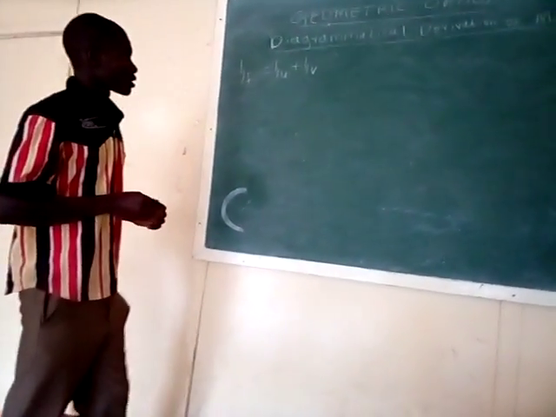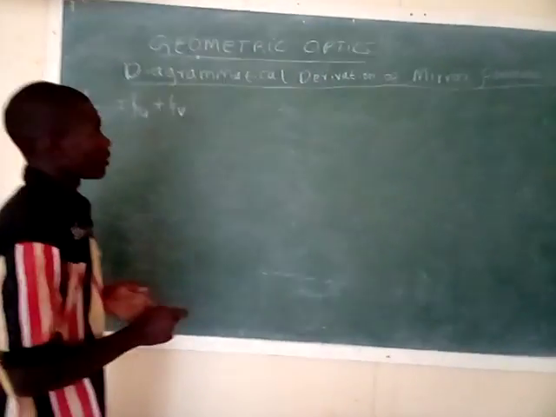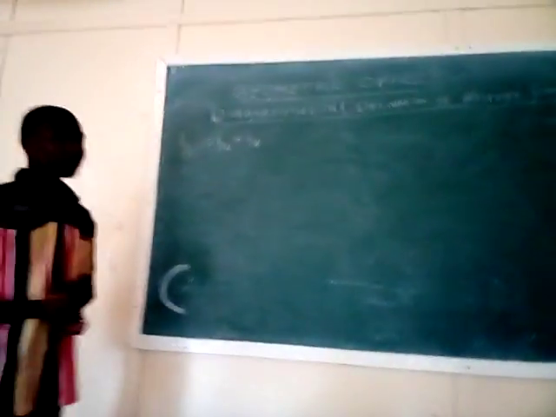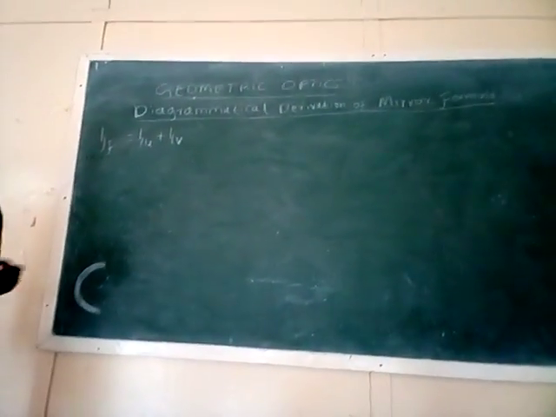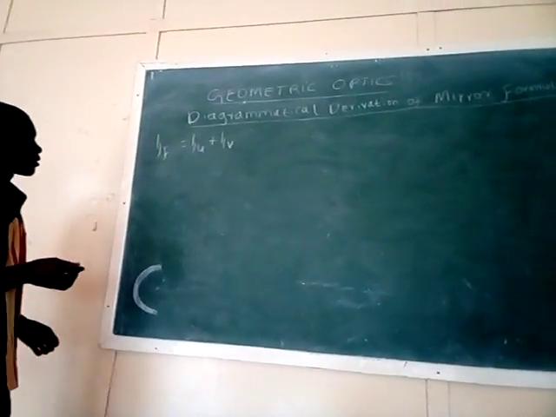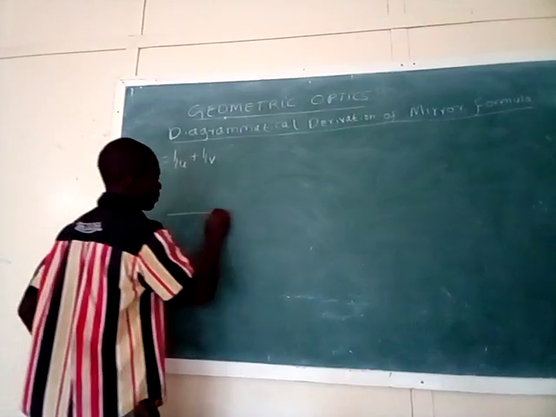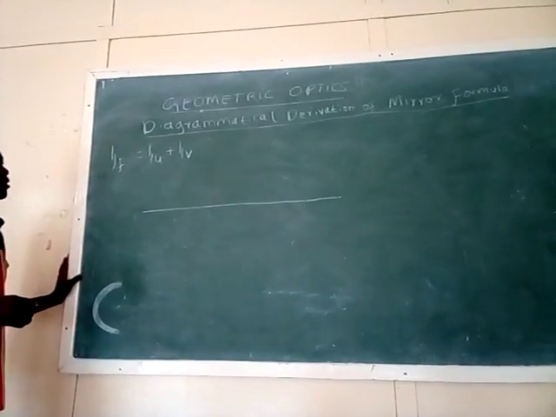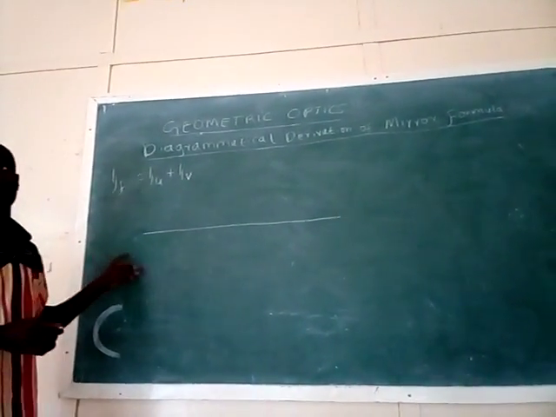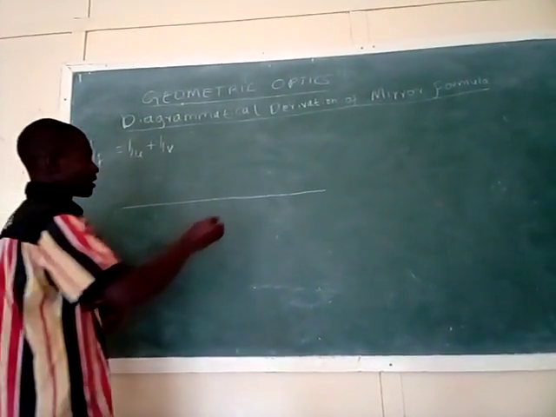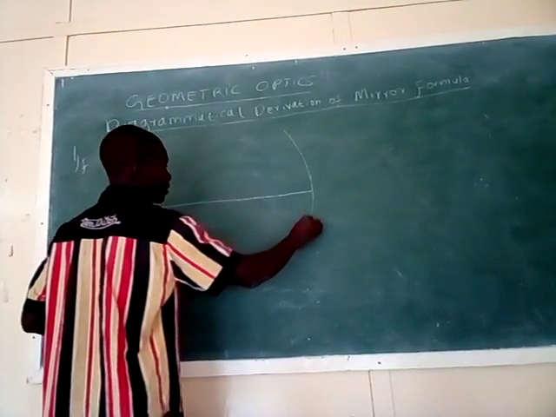We draw rays of light, and we have two different types of mirror: concave mirror and convex mirror. So consider this the principal axis. How do you call this line? Principal axis. So this is the principal axis, and then now we have a concave mirror.